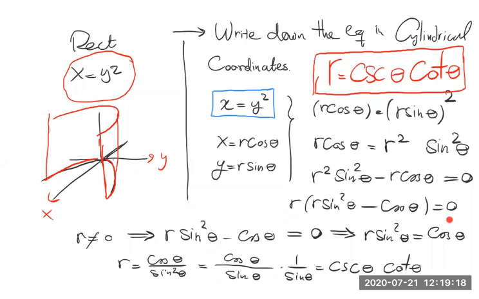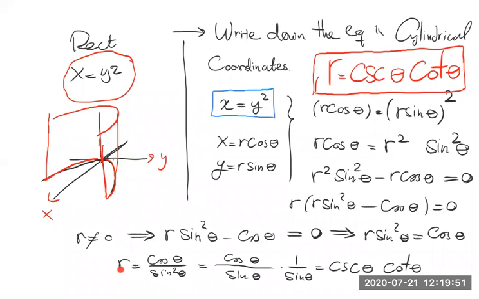Well, there is exactly one point where r is 0. R is 0, it means the distance from the origin is 0. It means you're at origin. Yeah, there is just one point there, but at every other point, r is non-zero. When r is non-zero, it means I can divide this equation by r, right? If I divide both sides by r, what I would get is r sine squared theta minus cosine of theta is 0. So r sine squared would be equal to cosine.